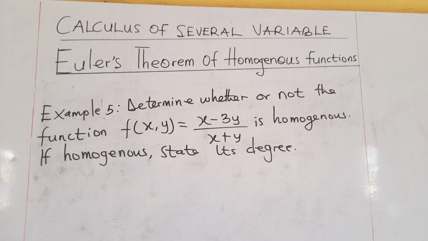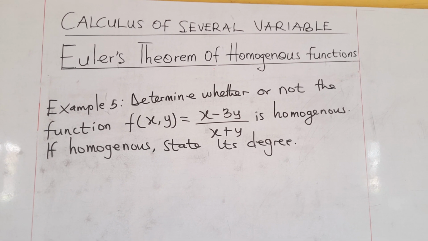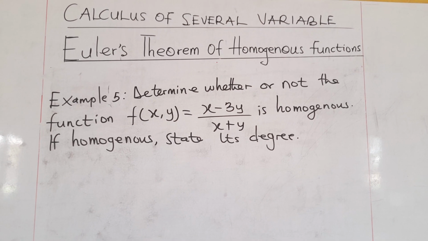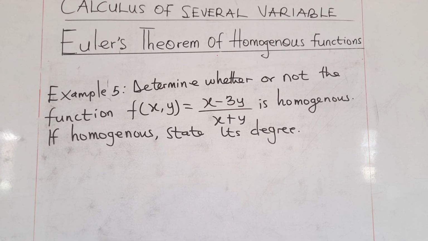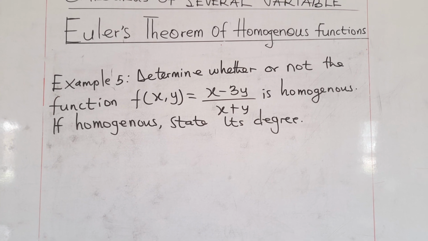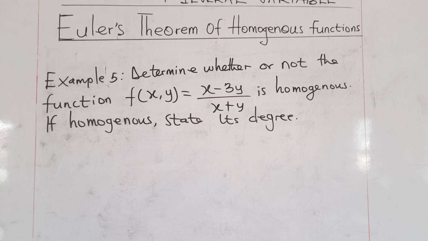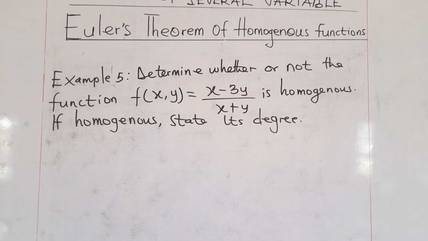So our next example says: determine whether or not the function f depending on x and y, equal to x minus 3y all over x plus y, is homogeneous. If homogeneous, state its degree. So please pause the video and lay your hands on it. After that, you compare your answers with mine.